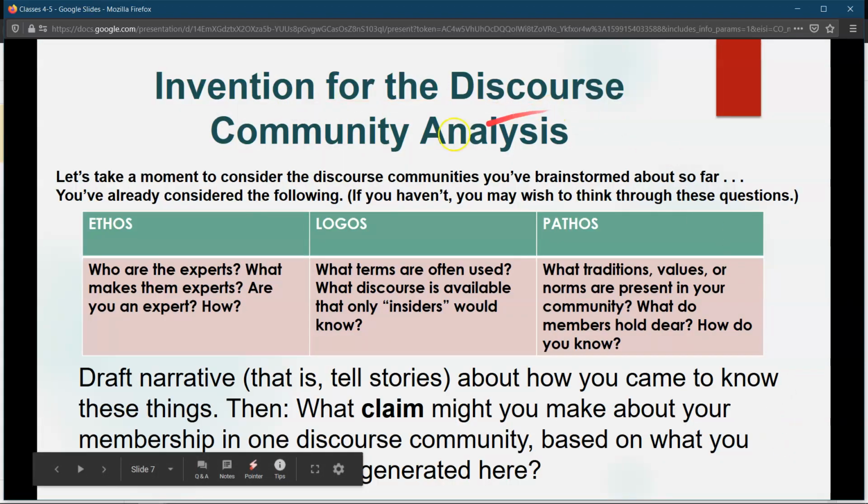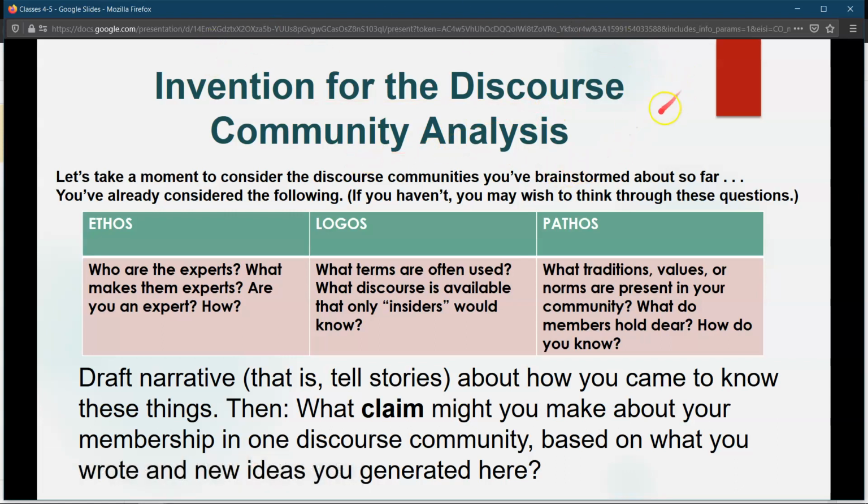So here is the invention for the discourse community analysis. Invention for the rough draft, which you should be working on now. So let's take a moment to consider the discourse communities you've brainstormed about so far. You've already considered the following, and if you haven't already, you may wish to think through these questions about your particular discourse community. So in terms of ethos, who are the experts? What makes them experts? Are you an expert? How? And logos, what terms are often used when discussing your discourse community? What discourse is available that only insiders would know? What traditions, values, or norms are present in your community? What do your members hold dear? How do you know?